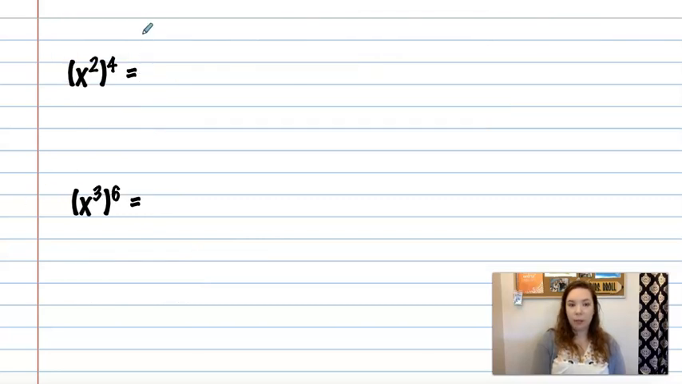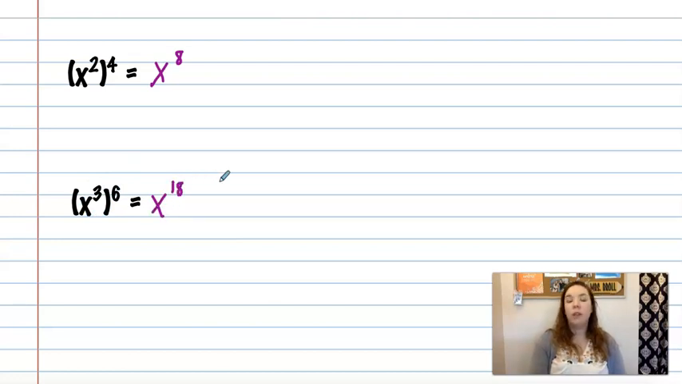All right, so some examples of this. Here I have x squared to the fourth power. So I'm going to multiply those exponents. 2 times 4 gives me 8. Similar here, I have x cubed to the sixth. 3 times 6 gives me 18.